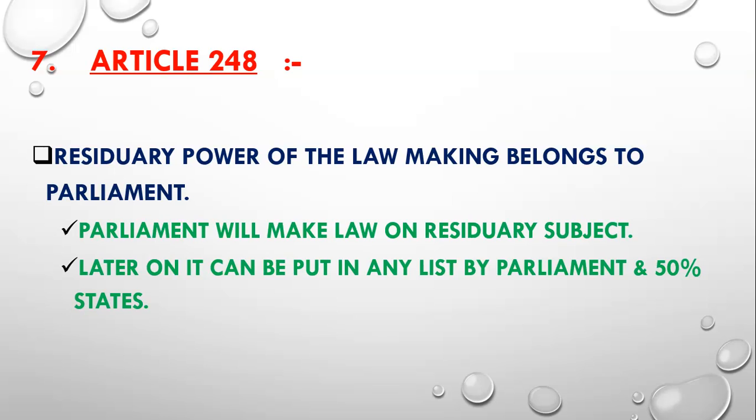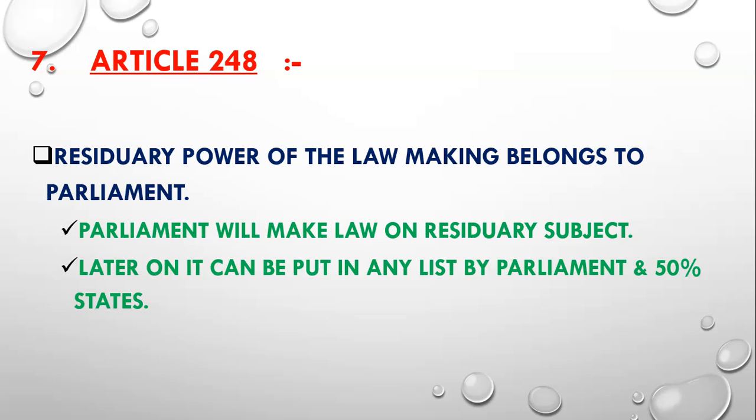Now there was a question: cybercrime is not a subject of the state list, it is not a subject of the union list, and it is not a subject of the concurrent list. So who will make law for cybercrime? Parliament has the power to make law on residuary subjects. So cyber law was a residuary subject, and Parliament had the power to make law on it.